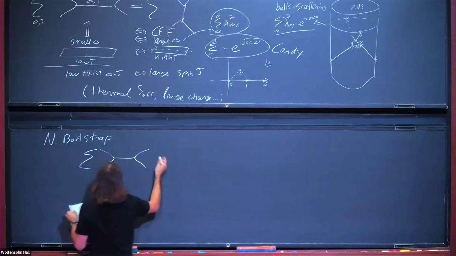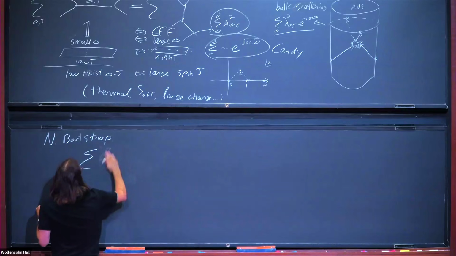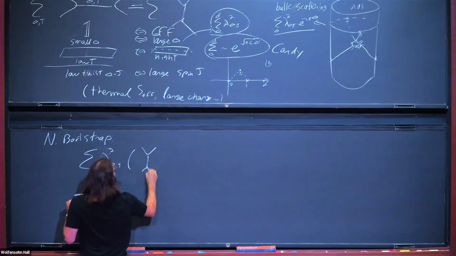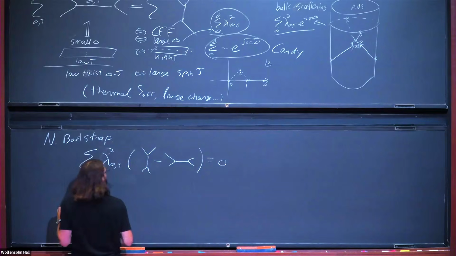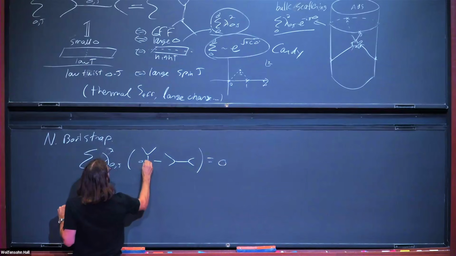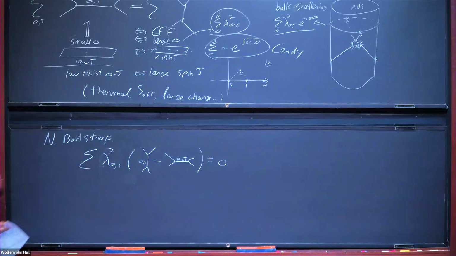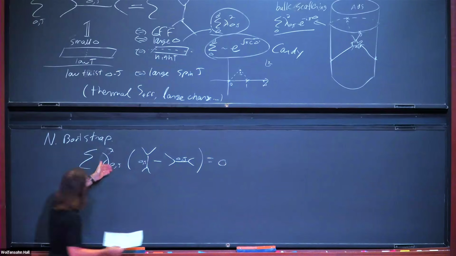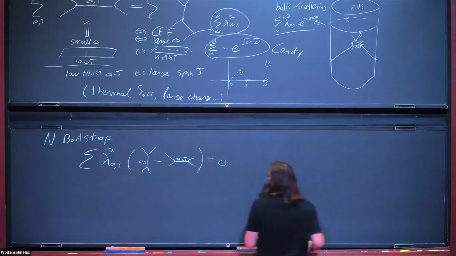Let me write it again. And now, maybe I can write it slightly more precisely. There's an unknown coefficient, lambda squared delta j, times one thing minus the other thing equals 0. So an equation like this, and the exchanged operator is labeled by delta j. So that's a crossing equation. How do we study this? Well, it's a linear equation in the unknown lambda squared. So let's think about it from the linear algebra perspective.